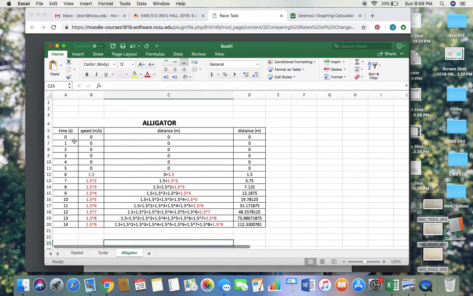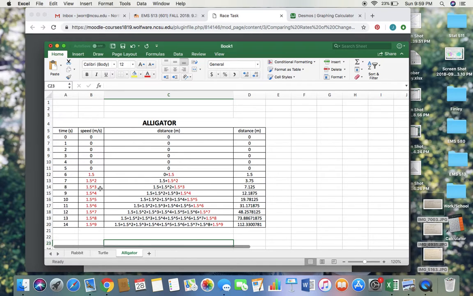You'll see right here for the first 5 seconds, no speed, no distance. And then once he starts moving, that next second, he moved at a speed of 1.5 meters per second. So that's how far he went. He went 1.5 meters in that second. And then by a factor of 1.5, which means 1.5 times 1.5, that's how far he went in the next second. And if you add that back to the 1.5 he had already gone, you get 3.75.